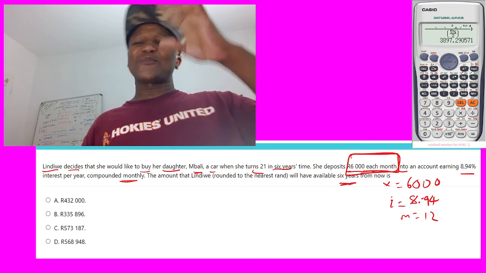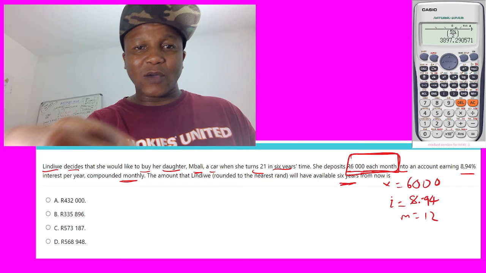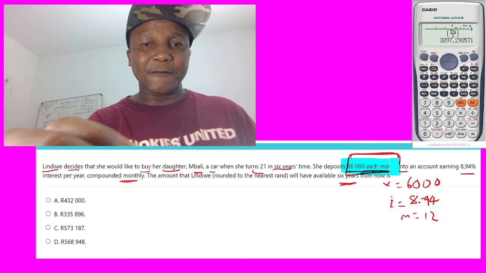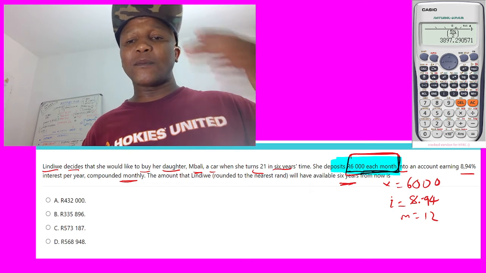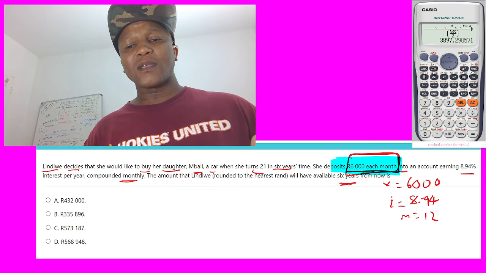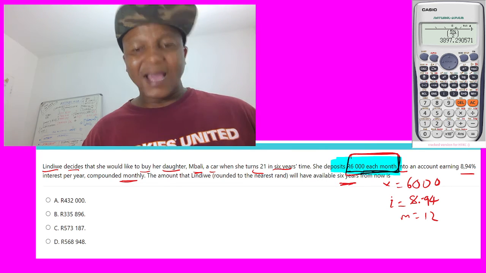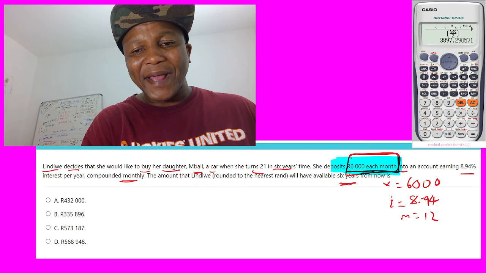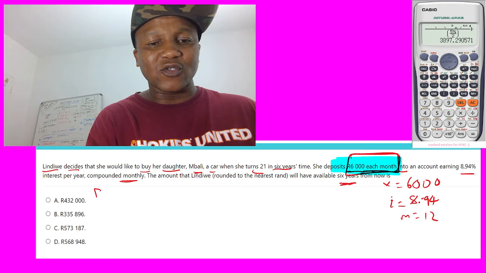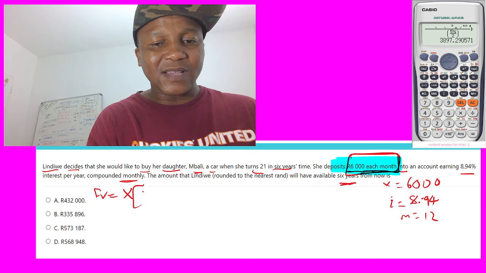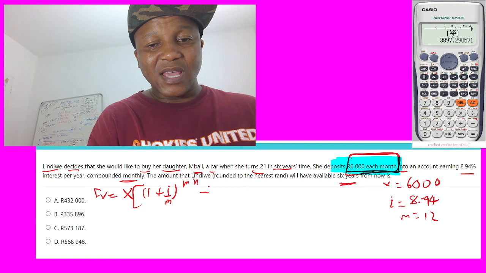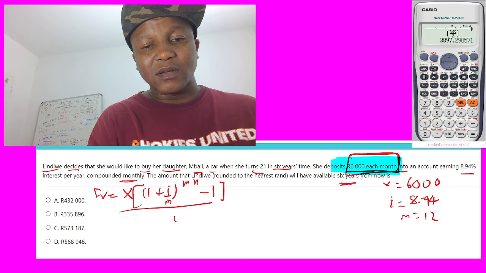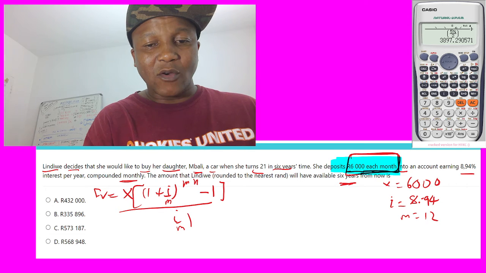So we know either you can use a present value or future value. Why? Because of this concept here, which they say each month, 6,000. That's a concept we tell you can be either present or future. But for now, it's going to be future value because, you know why? Because you don't have the money yet. How much she's going to have in 6 years means we're looking for that future value. So the future value formula is X, 1 plus interest rate over M, to the power MN, minus 1. They look alike, but it's different. Okay, and then over M.